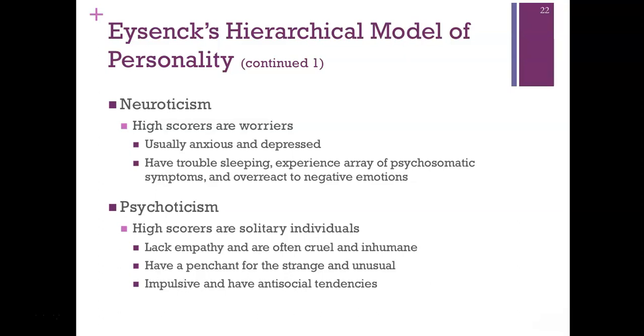When we speak of neuroticism, people high on this neuroticism scale are worriers, so they will tend to have a lot of generalized anxiety. If you think about the worst case scenario, they're usually depressed and very anxious. They might have trouble sleeping, might have trouble dealing with negative emotions. They might overreact to bad situations, and they might have more psychosomatic symptoms. So psychosomatic symptoms are bodily pains that we feel, but are rooted actually in anxiety in the brain and in the mind.